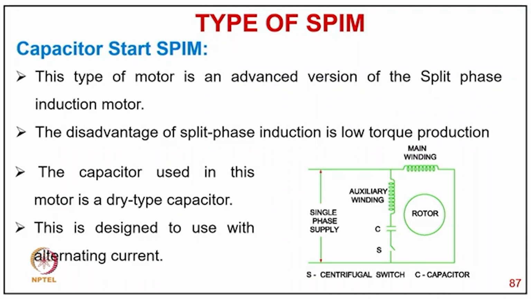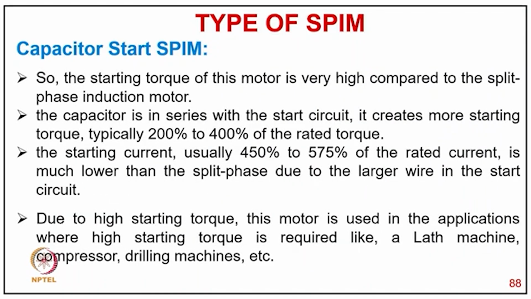The disadvantage of the split phase motor is low torque production. The capacitor used in this motor is a dry type capacitor designed for use with alternating current. The starting torque of the motor is very high compared to the split phase induction motor. With the capacitor in series with the start circuit, it creates more starting torque, typically 200 to 400% of rated torque, and the starting current, usually 450 to 575% of rated current, is much lower than the split phase due to the large wire in the starting circuit and the high starting torque. This motor is used in applications where high starting torque is required, like lathe machines, compressors, drilling machines, etc.